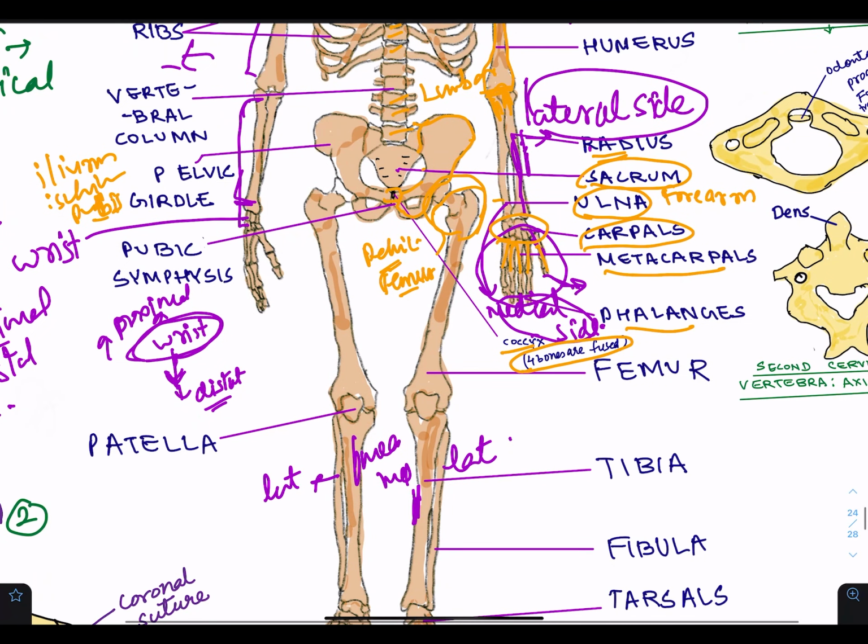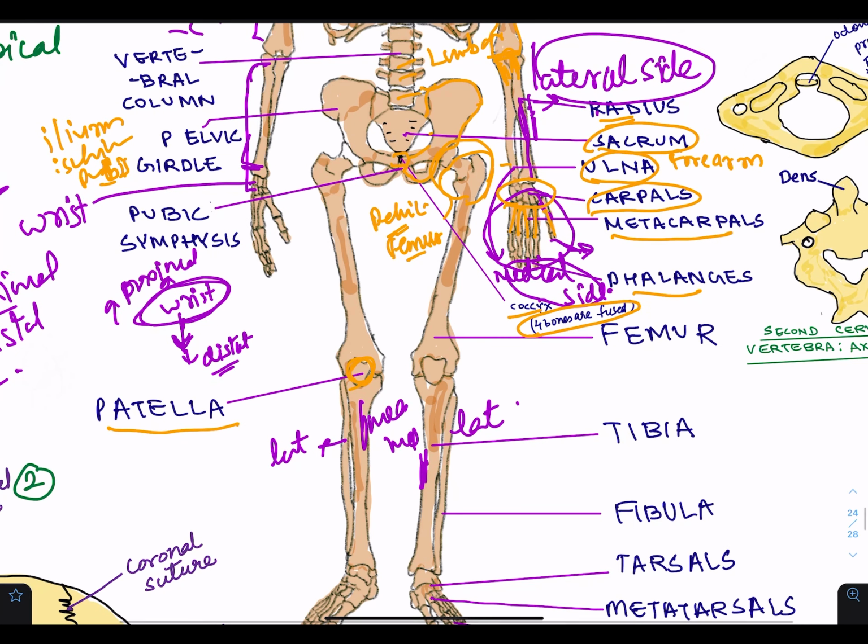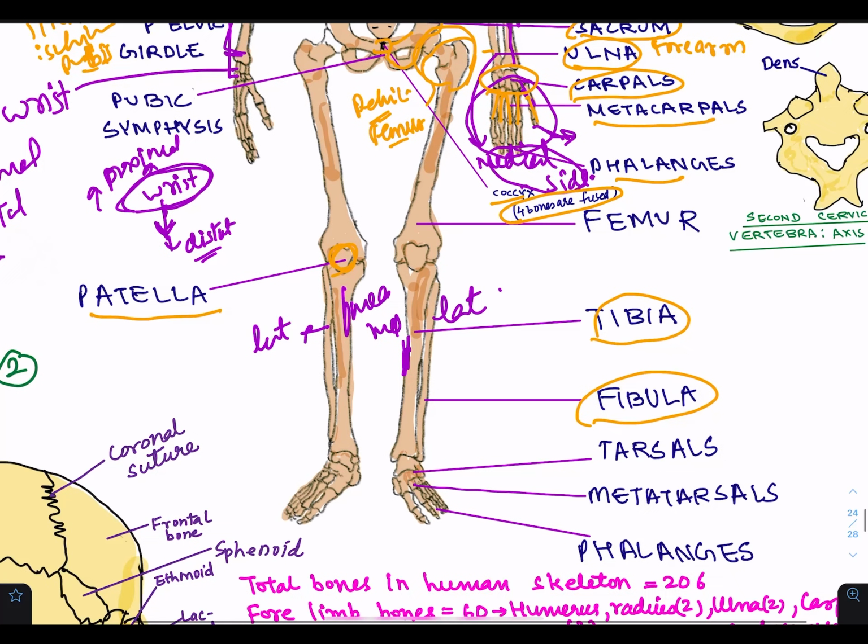Now we go to the knee joint. There is a bone known as patella, and then on the medial side there is a bone known as tibia, and the lateral bone is fibula. Then there are tarsals. These are the tarsals. Then there are metatarsals, and these are the phalanges.